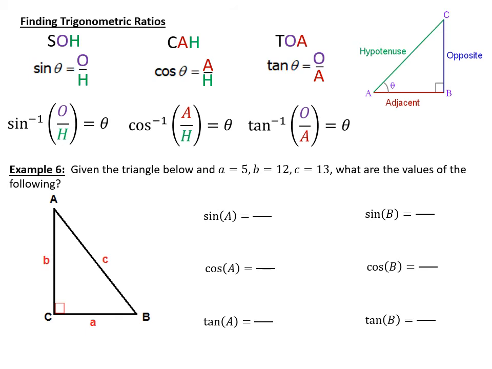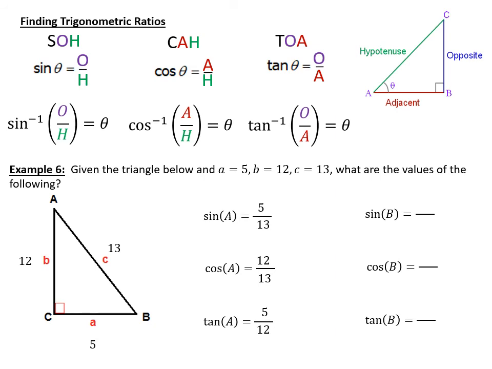So looking at example 6, given the triangle below, and A is 5, B is 12, and C is 13, what are the values of the sine of A, cosine of A, tangent of A, sine of B, cosine of B, tangent of B? Well, always just find the angle that we're looking from. So angle A, and opposite of that is 5. The hypotenuse is 13. Cosine of A, that's adjacent, and the adjacent is 12. The hypotenuse again is 13. Tangent is opposite, which is 5, over adjacent, which is 12.